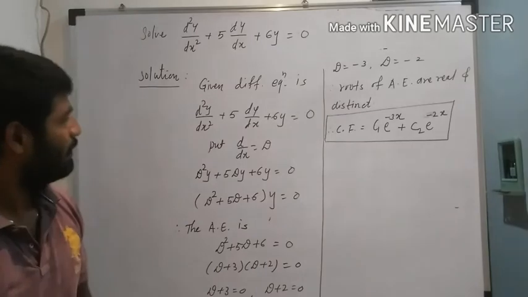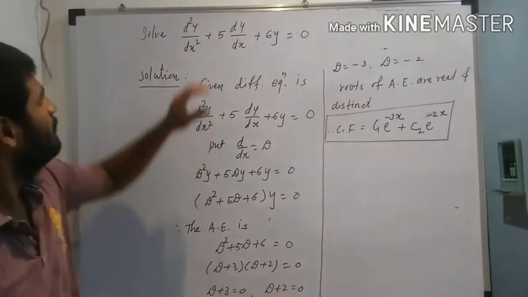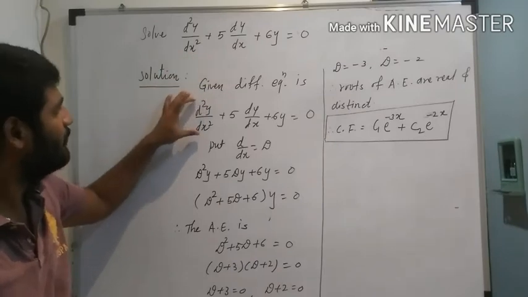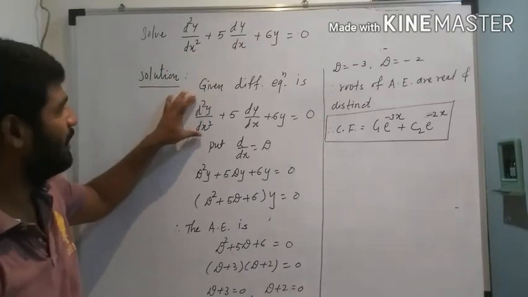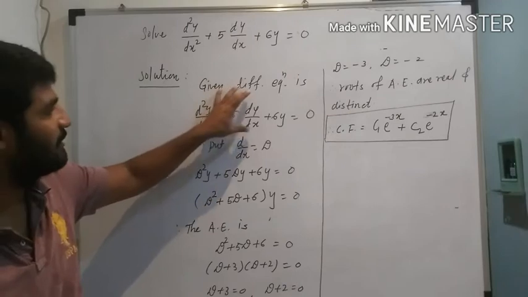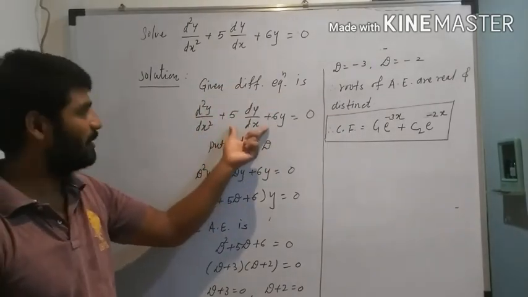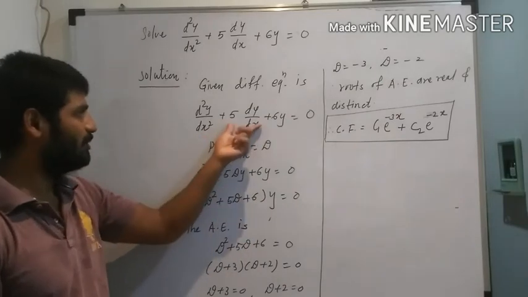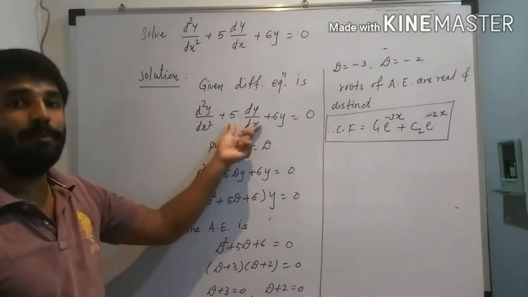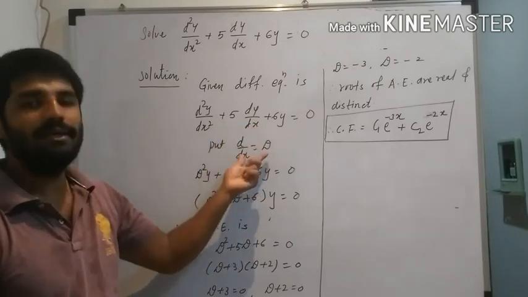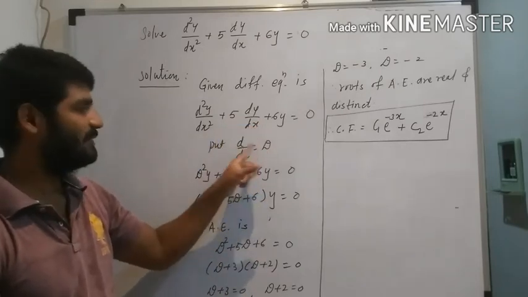Do you understand? See, once again, we have to solve this differential equation. So the given differential equation is the second derivative of y with respect to x plus 5 into dy by dx plus 6 into y equal to 0. So this differential equation is in the form of equation number 1. We have to reduce this differential equation to the form of f of capital D into y equal to 0, and for that we have to use the differential operator capital D, that is nothing but d by dx.